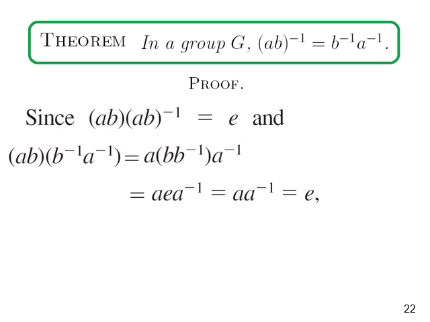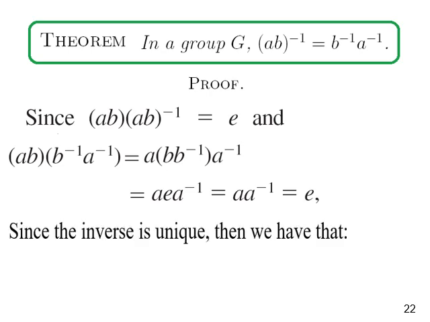Then we have that (ab)^-1 equals b^-1 times a^-1, since the inverse is unique. So (ab)^-1 equals b^-1 a^-1.